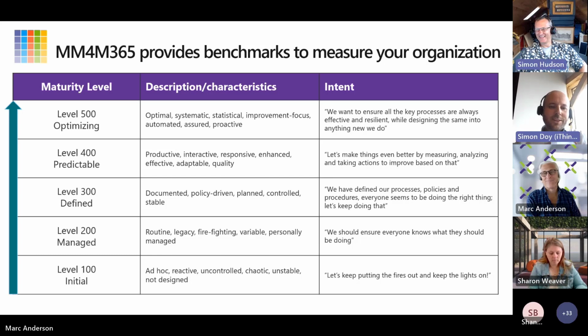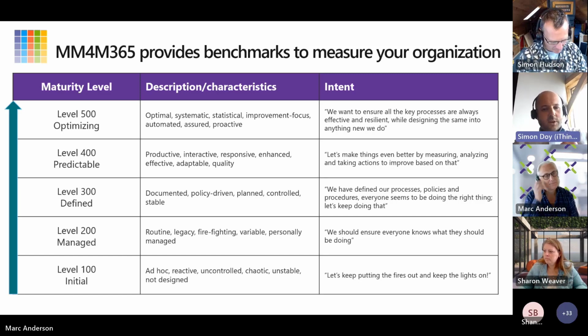Then moving to level 200, where it's becoming more managed. We're getting some routine. We're still firefighting, but we're starting to understand the challenges, and we can use that knowledge and understanding to get to level 300, where it's defined and we've got things documented, planned and controlled. We're not having to react so much because it's been more thought about.